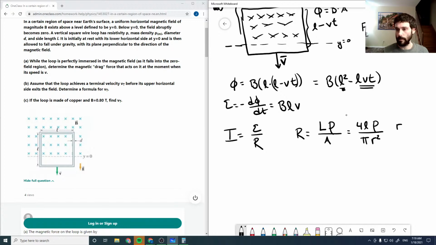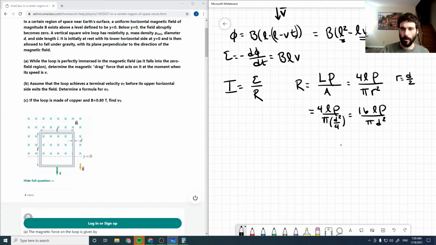Now our radius can be computed from our diameter over 2, as we're given that we know the diameter d for our wire. So it'll be 4L rho over pi d squared over 4, which is just 16L rho over pi d squared. And these are in terms of constants that were given in the question.